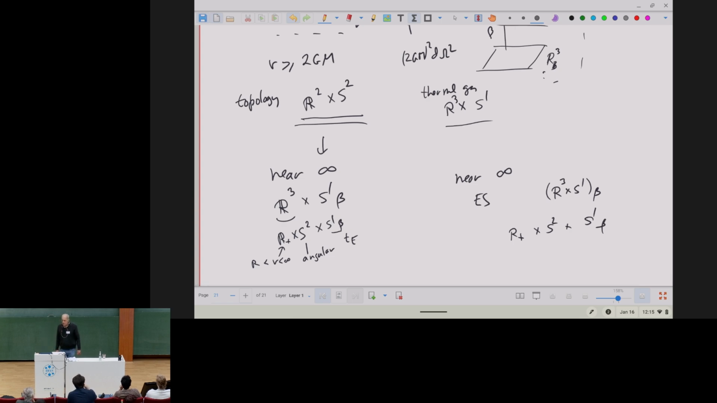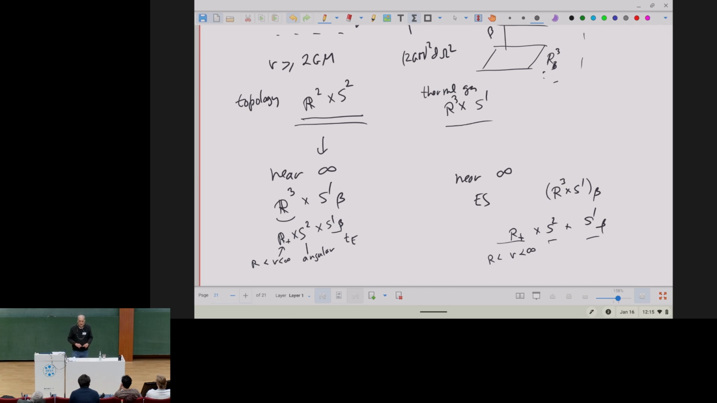The question is, what happens when R becomes smaller? The R plus is only valid when the radius is sufficiently big. In the thermal gas, well, first of all, R goes all the way down to 0 and the S2 collapses to a point. In the Euclidean Schwarzschild, the S2 never collapses, but the S1 beta shrinks to a point at the horizon, because that's what happens in polar coordinates. The S1 is the circle of polar coordinates, which shrinks to a point at the origin of polar coordinates. So the topologies are different as to which of these two factors is shrinking away in the interior.